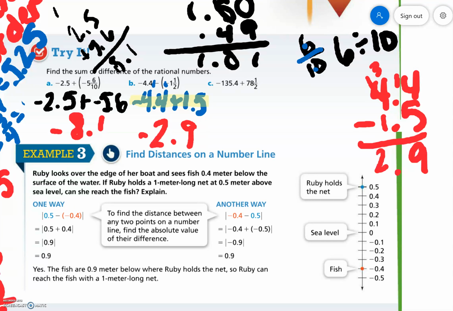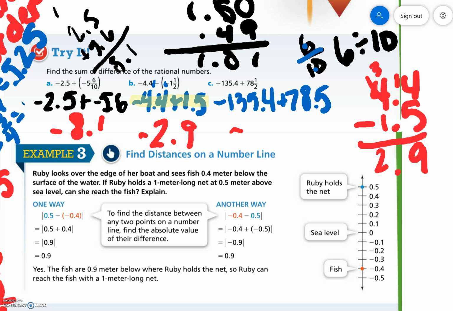Last but not least, negative 135.4 plus 78.5. Change those both to decimals. So plus 78.5. At this point, you can put it in your calculator. Looking at the two numbers, I know my answer should be what? Positive or negative? Negative.